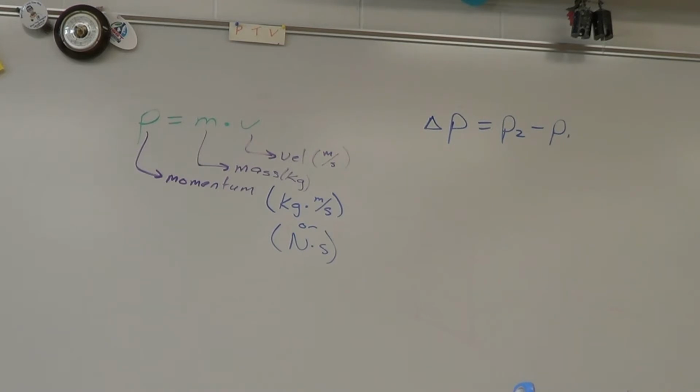Where m is not for momentum, m is still mass. We're consistent with that at least. Uppercase P was power. Remember, power is work divided by time. This is a lowercase p, and this is mass times velocity.